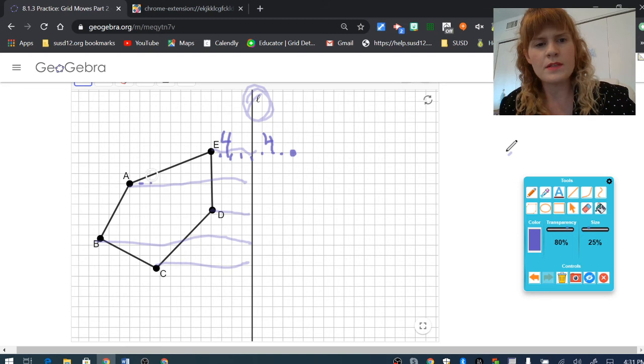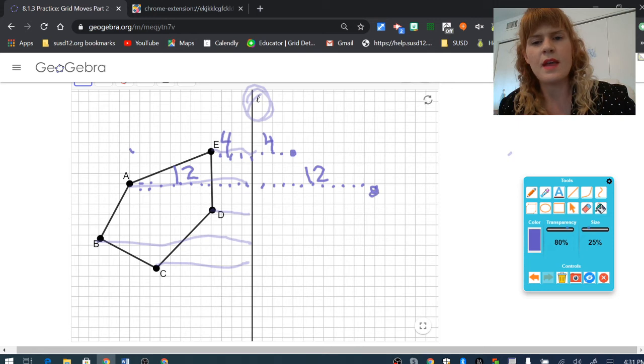Count A. That's 12 spaces away, so count 12 more. 12 spaces away, that gives me A prime. D is 4 spaces away, so 4 spaces on the other side.